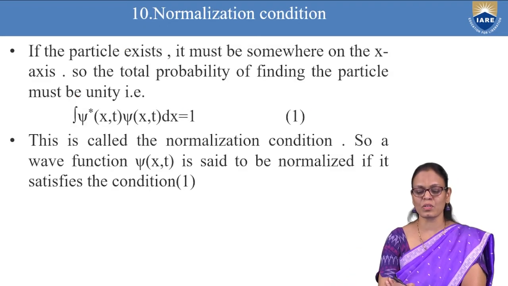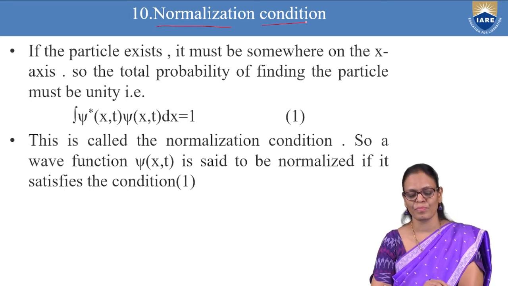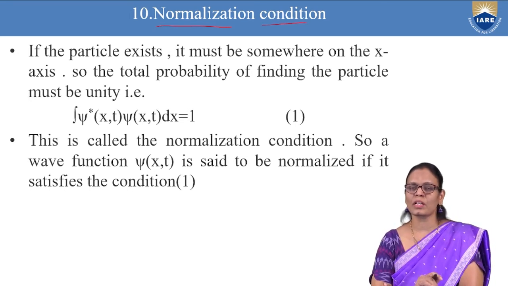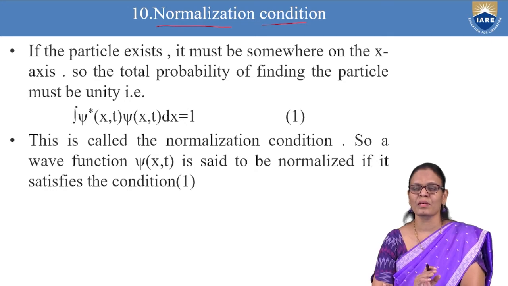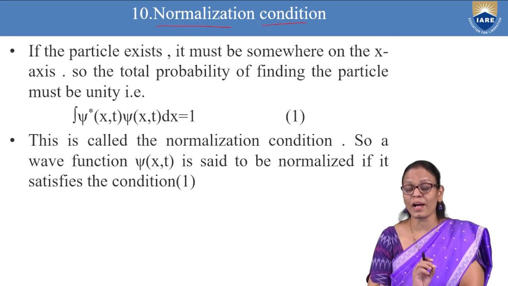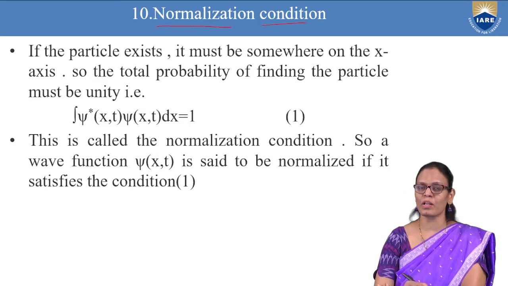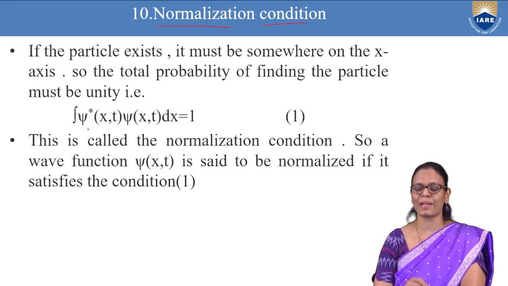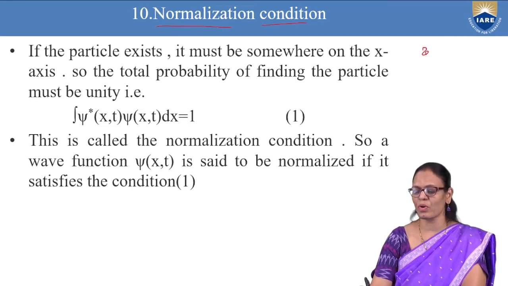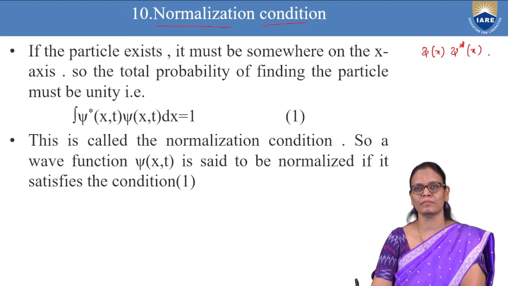Now the next one is normalization condition. So what is normalization condition? When we are talking about a wave function, as I said, it is a complex quantity. When you have to find the probability of finding it in a given space, we always multiply it with its complex conjugate. So if you know ψ(x), you multiply it with ψ*(x), so that it becomes real.